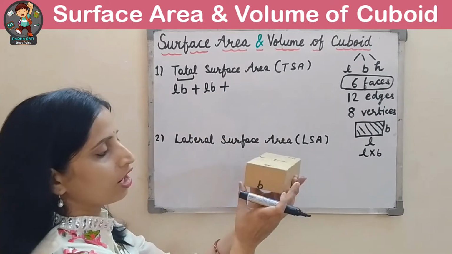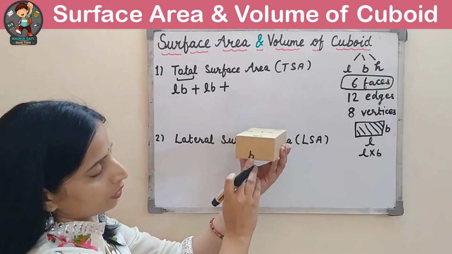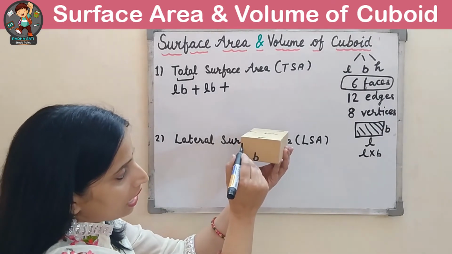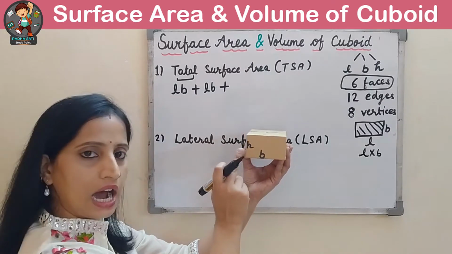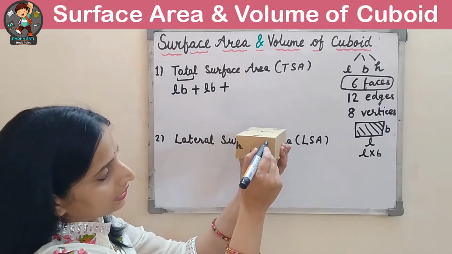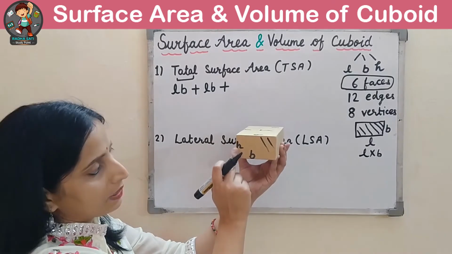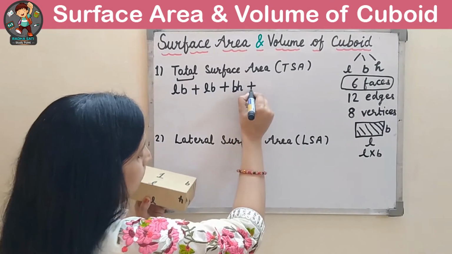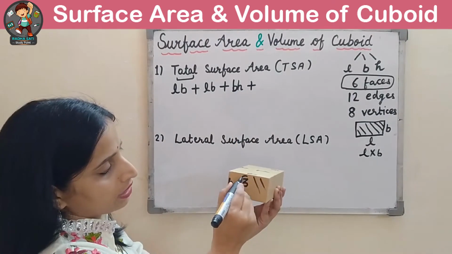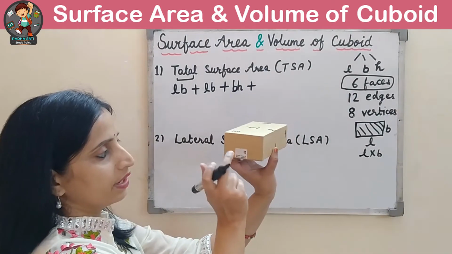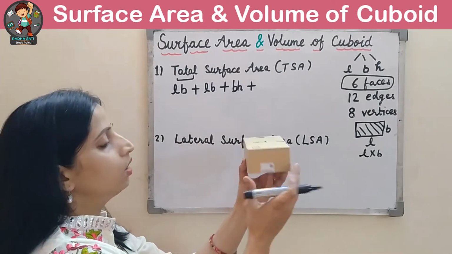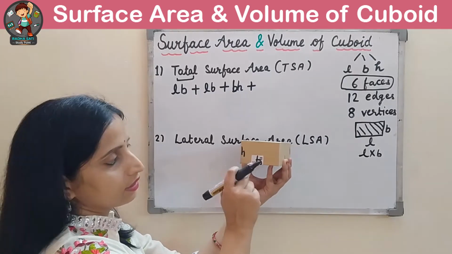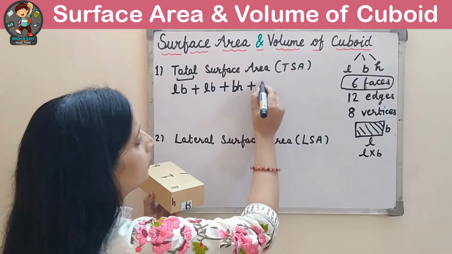Now let's talk about these faces. Here this one is B and this one is H, height. H indicates height. So the area of this rectangle will be B multiplied by H, BH. Right, here BH plus. This was the third face. Now its opposite face: this will be B and this was H, height, so it will also be BH.